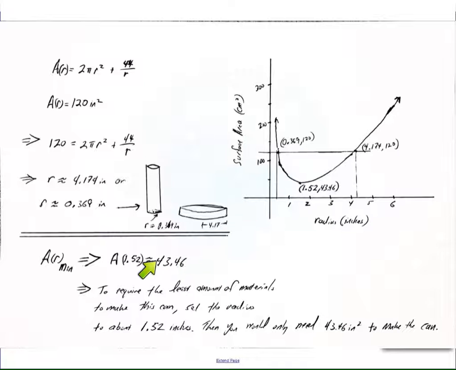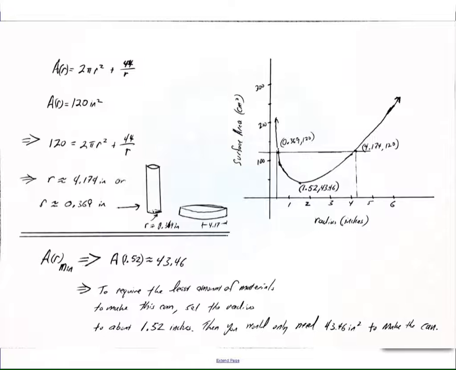This is the notation that I use, and then I answer in context. So to require the least amount of materials to make this can, set the radius to be about 1.52 inches. Then you would only need 43.46 square inches to make the can. Hopefully you find this helpful information.